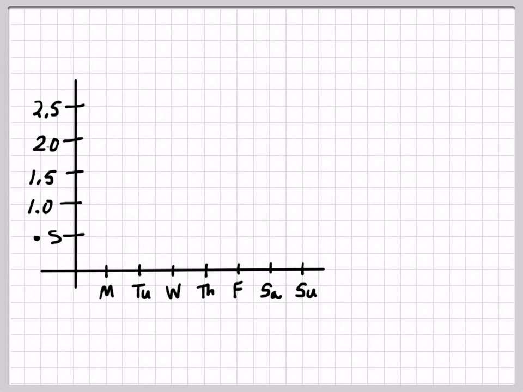Our horizontal axis, what is that? It's days of the week. And I don't know that I necessarily have to say this, but I'm going to mention it just in case anybody thought that it didn't matter. It does matter that they go in order, right? Monday, then Tuesday, then Wednesday. So we do need to go from left to right in some kind of an ordering.